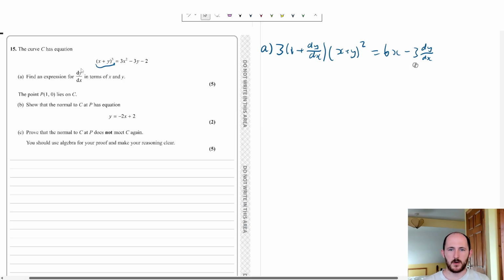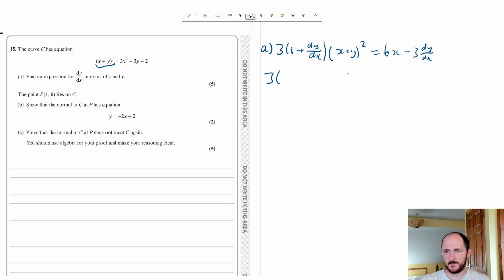And now don't forget, we want an expression for dy by dx. So similar to one of the previous questions, we need to bring all of the dy by dx's to one side. So we have to expand the brackets. I'm not going to expand the quadratic though, because I don't want to. So we're going to have 3(x plus y) squared plus dy by dx times (x plus y) squared, equals 6x minus 3 dy dx.